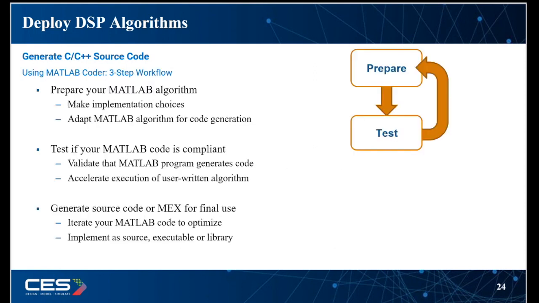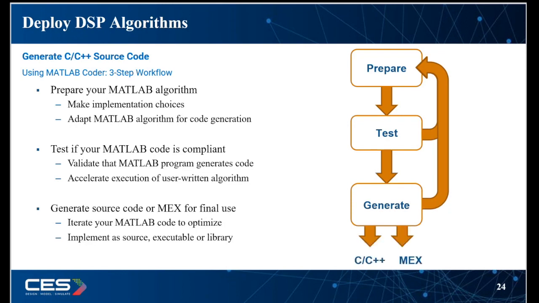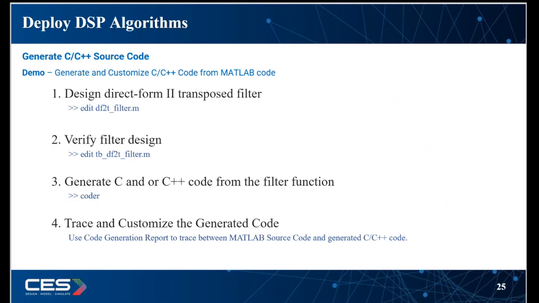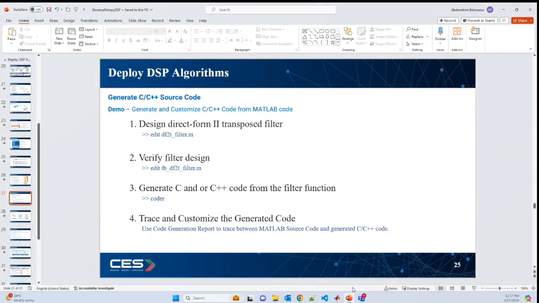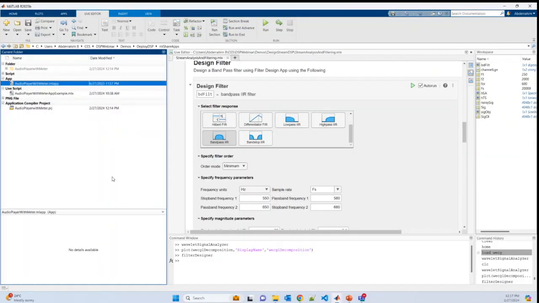The workflow starts with preparing the code for code generation, testing it, making sure that it works in MATLAB, and then you generate. This is an iterative process. You can always go back to the preparation and then testing, and then you generate the code. Let me go to MATLAB and show you how you can generate C++ code from MATLAB.